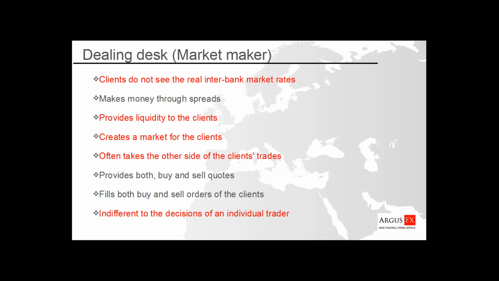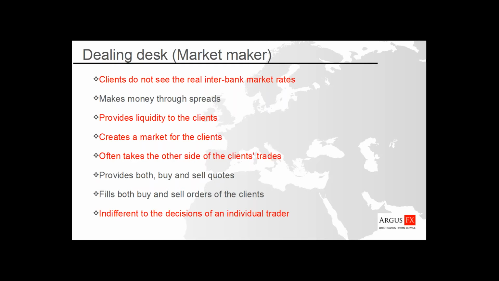Of course, the market maker makes money through spreads, which is the fair view. This is how brokers should be, making money through spreads, through commissions. They provide liquidity to the clients. So this is one major difference a market maker has. They provide liquidity to the clients because they say, these clients, they will lose anyway. So they create a market for the clients.